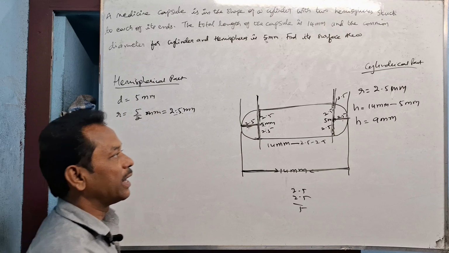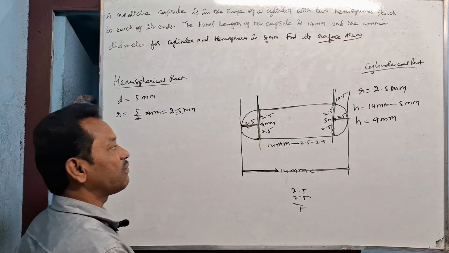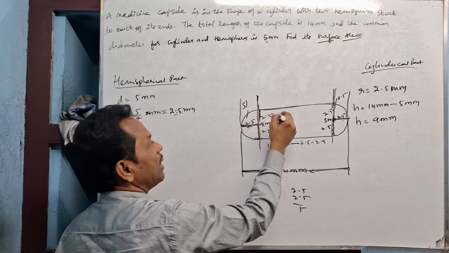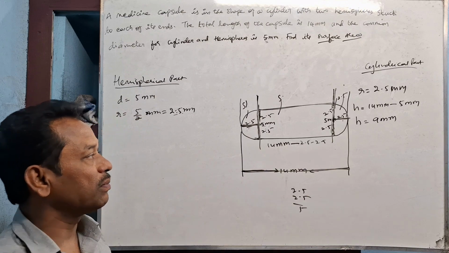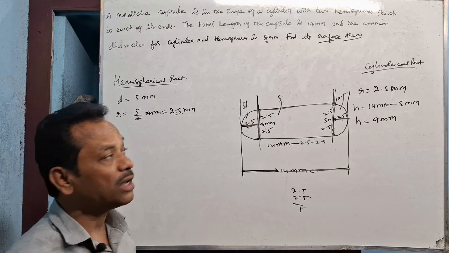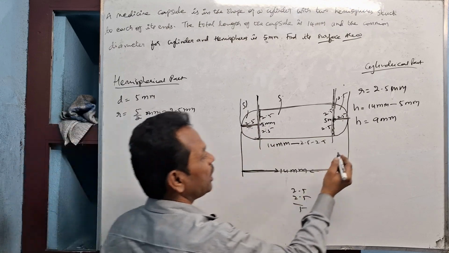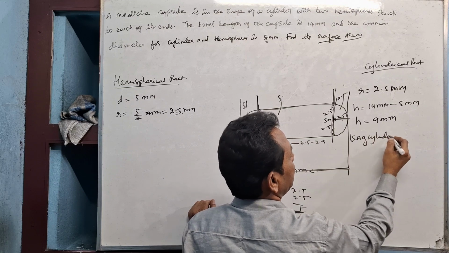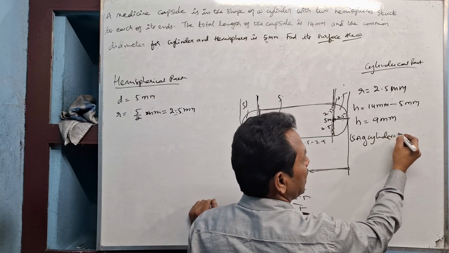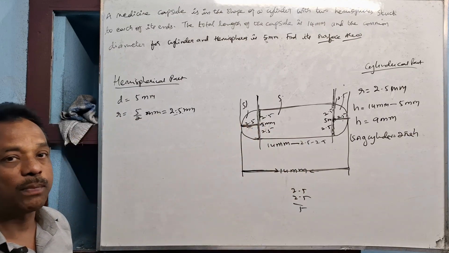Understood, bacho? Right. Now I want the surface area. I'll find the LSA of the cylinder and the LSA of the two hemispheres. If I add all three values, I'll get the surface area of the capsule. First, I'll go for the LSA of the cylinder. The formula to find the LSA of a cylinder is 2 pi r h.